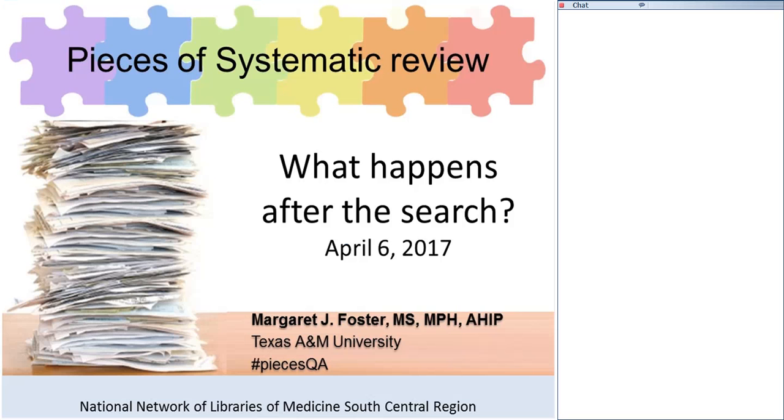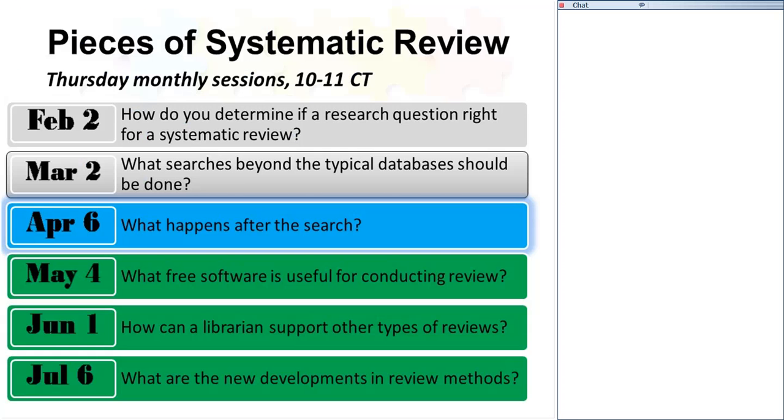So today we're going to talk about what happens after the search. Just a quick recap about what we've covered so far. First, we talked about how to determine if a research idea matches a systematic review. And then we talked about searching beyond the typical databases. And then today we're going to talk about what the researchers will need to do after the search and how you can support them and what needs to be done.